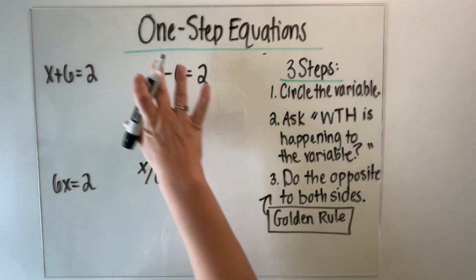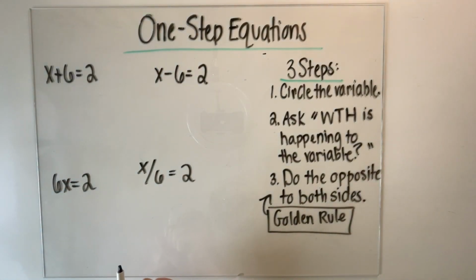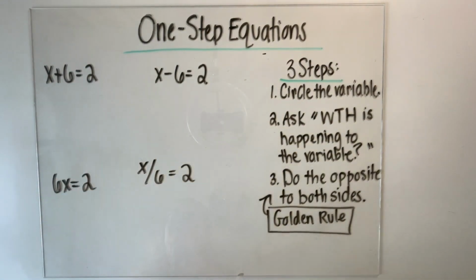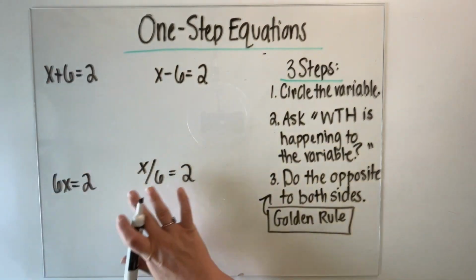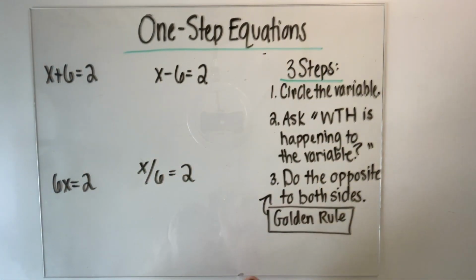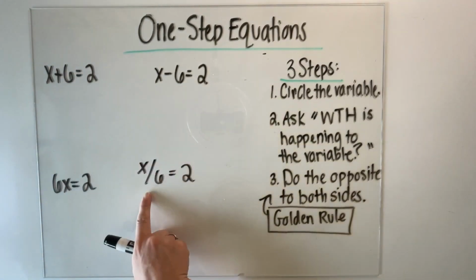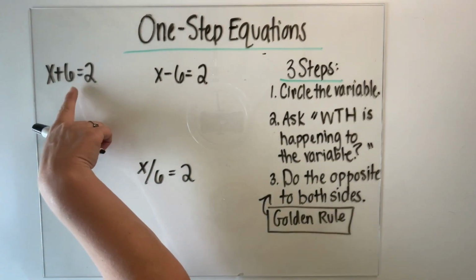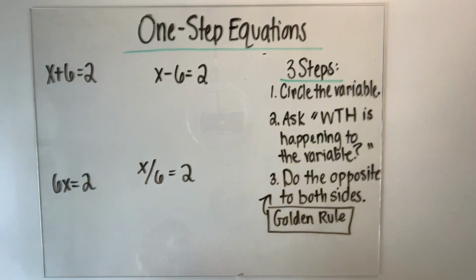So I've done 4 different examples here because I'm using all 4 operations: adding, subtracting, multiplying, and dividing. Now we're going to go through each one using these 3 steps to isolate the variable and solve for x. Now let's look at our first example. X plus 6 equals 2.